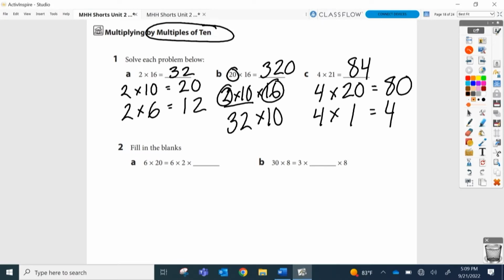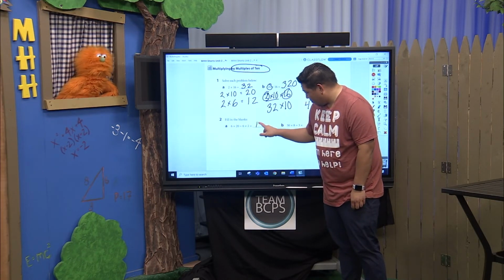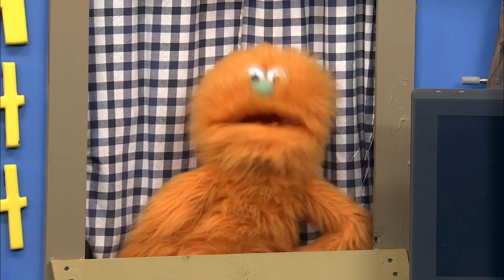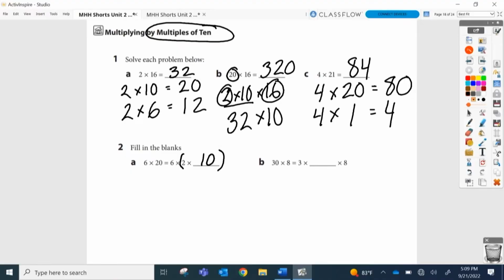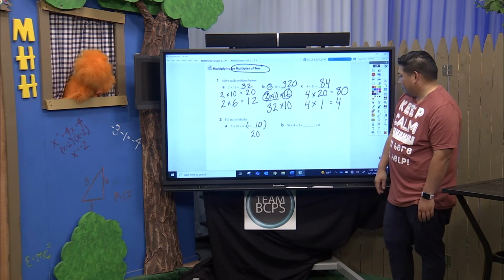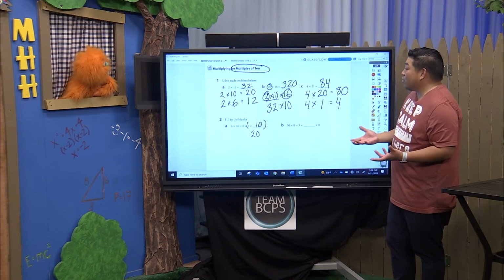So if I'm multiplying 6 times 20, you see it? Now it's 6 times 2. All we have to do is multiply by 10. That's the same as saying 20 is 2 times 10, because 2 times 10 is 20. Bam. So 6 times 20 is the same as 6 times 2 times 10. Nice. We didn't even have to solve it. Boom. Again, we're using what we know to solve for what we don't.